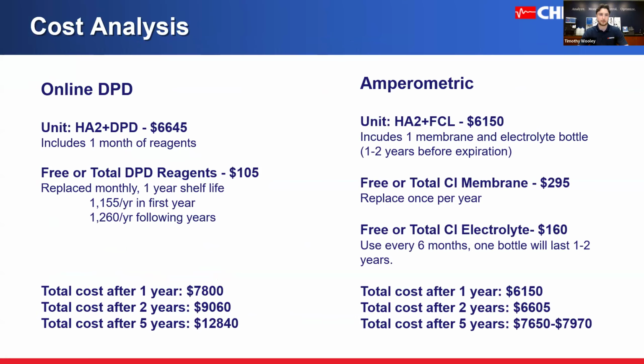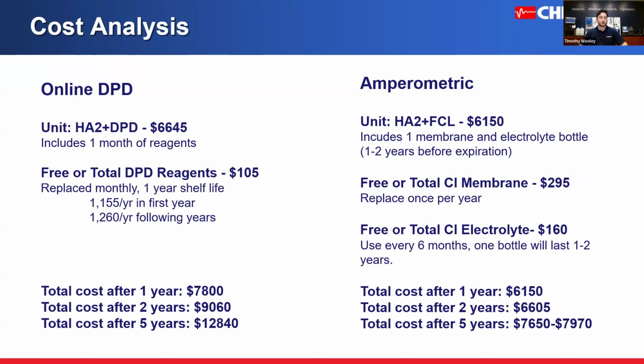So this is a great slide we put together on the cost analysis if you're thinking about purchasing an online DPD or amperometric probe. We'll start on the left here with the online DPD. That's our HydroAct 2 with the DPD analyzer. You can see that does start with a bit of a higher initial cost, about $6,600 to purchase that, and it comes with 1 month of reagents. Then you get free or total reagents at about $105, and those need to be replaced monthly. So you'll see that cost breakdown.